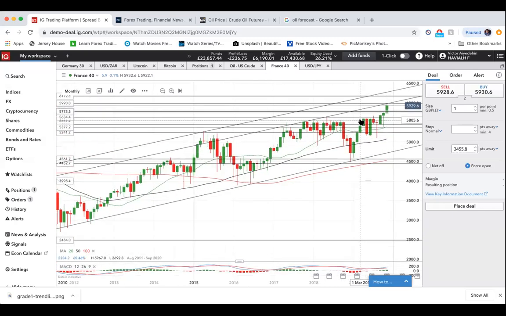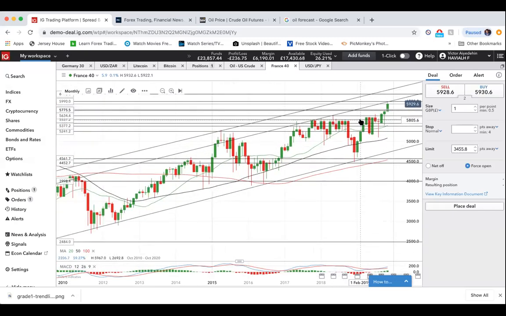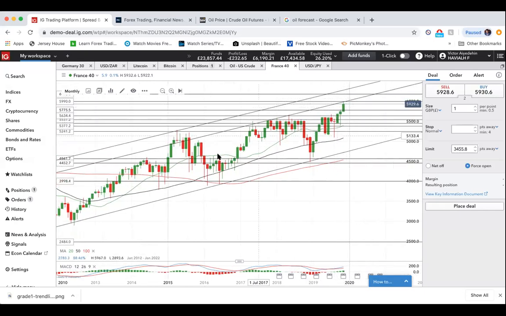Now, timing the entry of a trade is very, very important. For instance, if I was going to sell this market now, I can say price has reached the resistance, but look, it's still got a little bit of time to go. So I can either take the risk and sell from here, or I can wait a little bit to see what happens, because I'm looking to take a long-term trade.